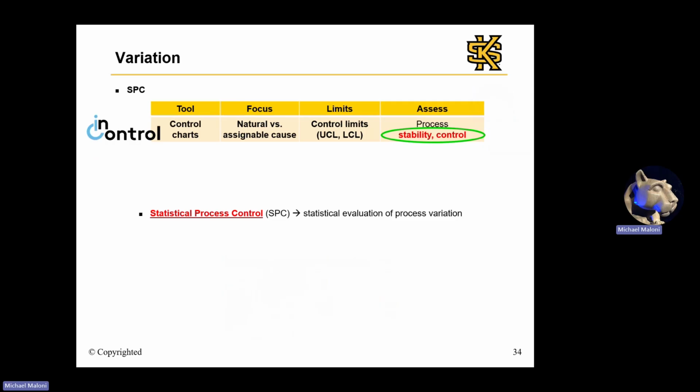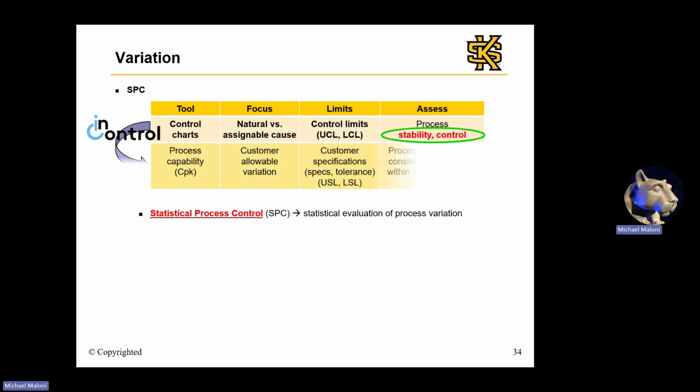So once the process is in control, we then need to ensure that it will consistently meet customer expectations. That's customer specifications or customer specs. Recall our definition of quality: consistently meet customer value expectations. And this is where we check that. We statistically evaluate the quality of the process.